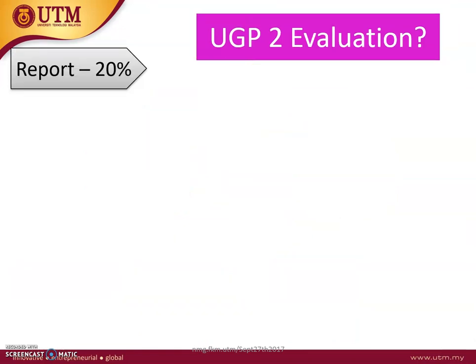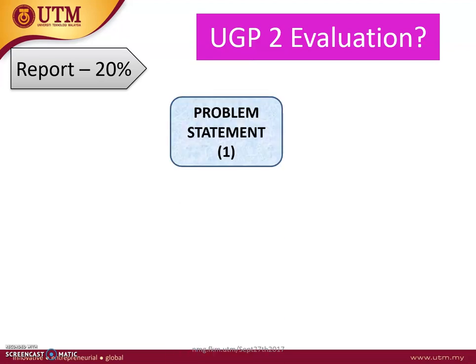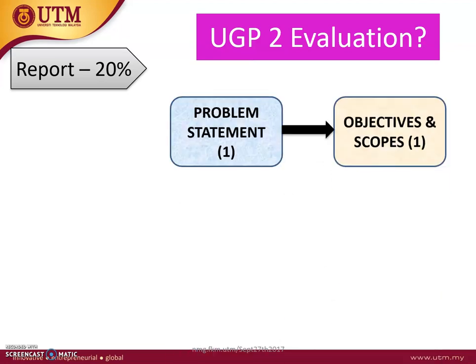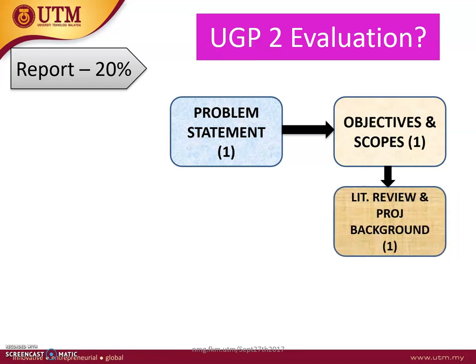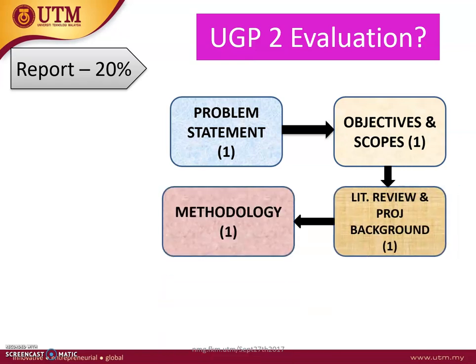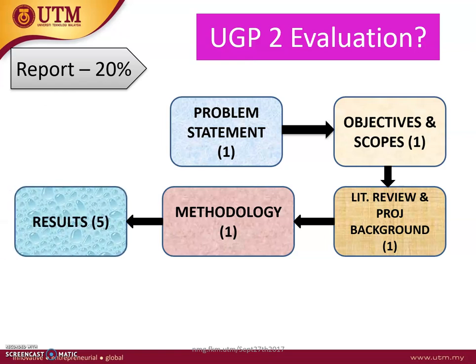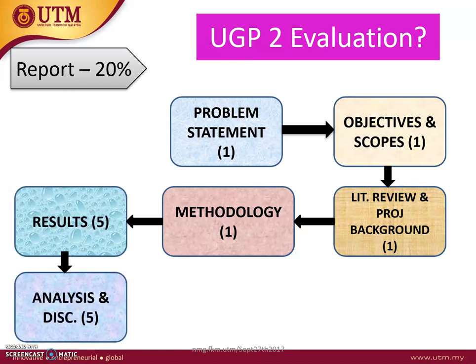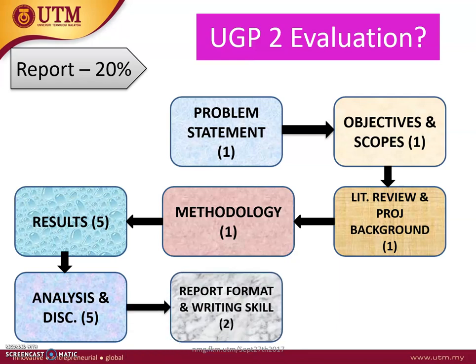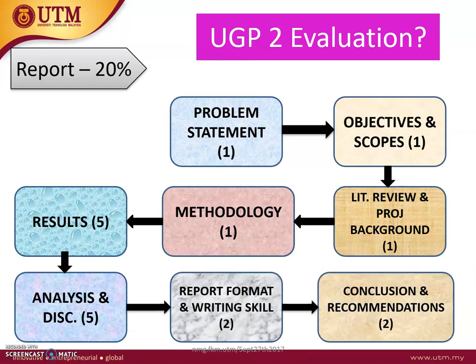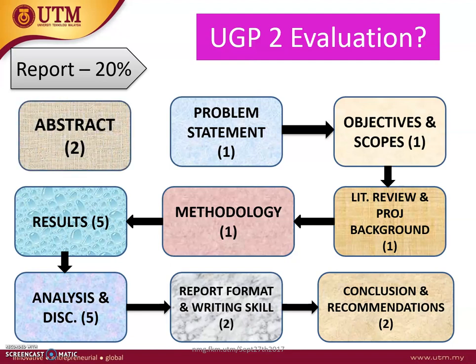So UGP 2 evaluation, the report 20%, comprised of problem statement, objectives and scopes, literature review and project background, methodology with justification, yes, results, and then analysis of those results and discussion, report format and writing skill, conclusion and recommendations, and finally you write your abstract. So the report is worth 20% given by your supervisor, but the moderator who is going to read the final draft is going to give you out of the 40% certain percentage.